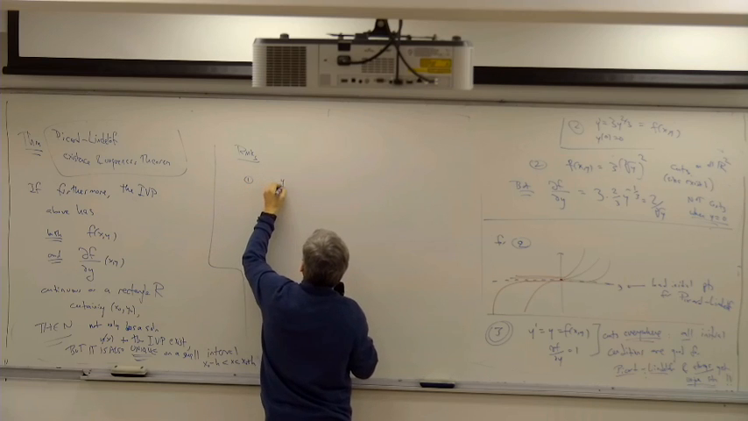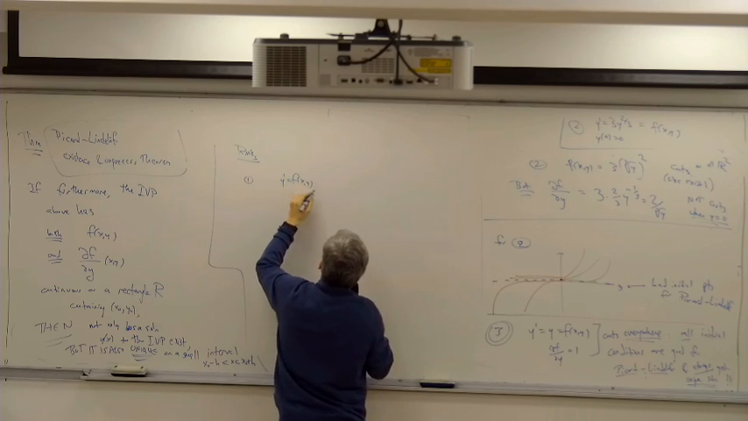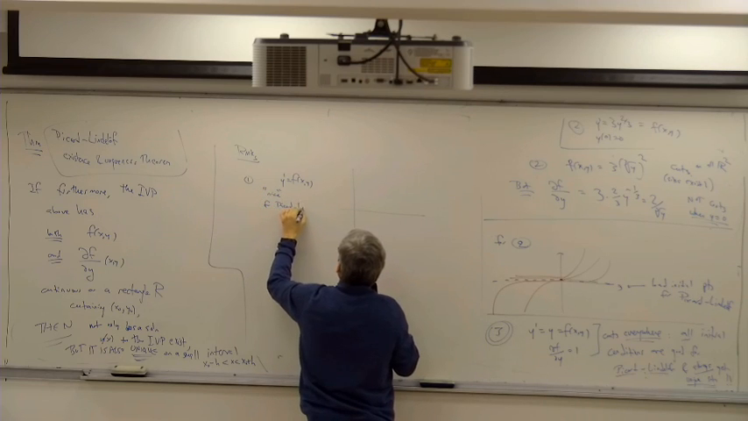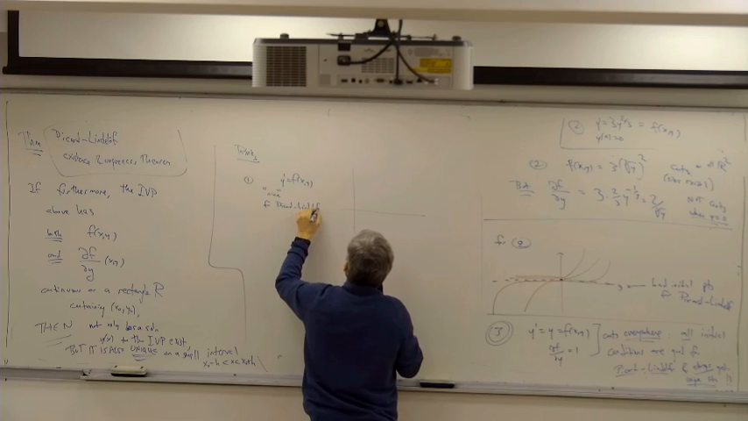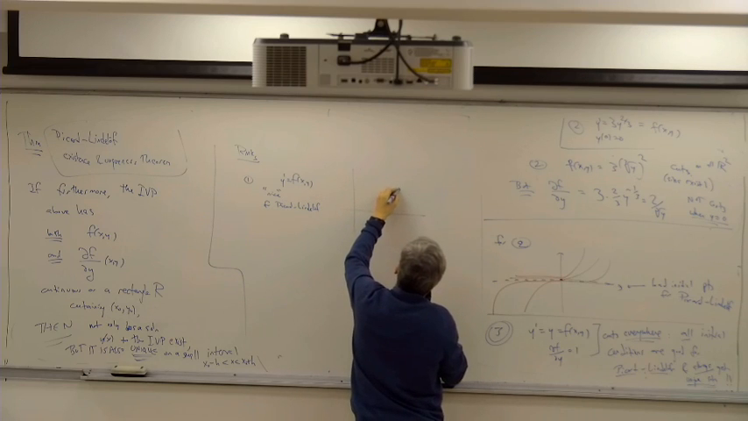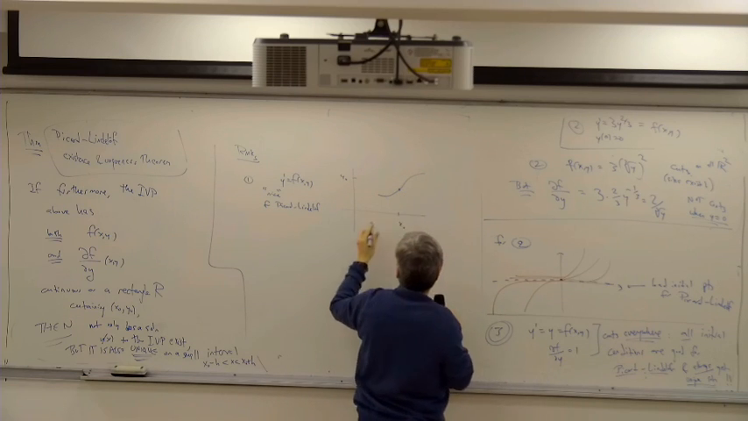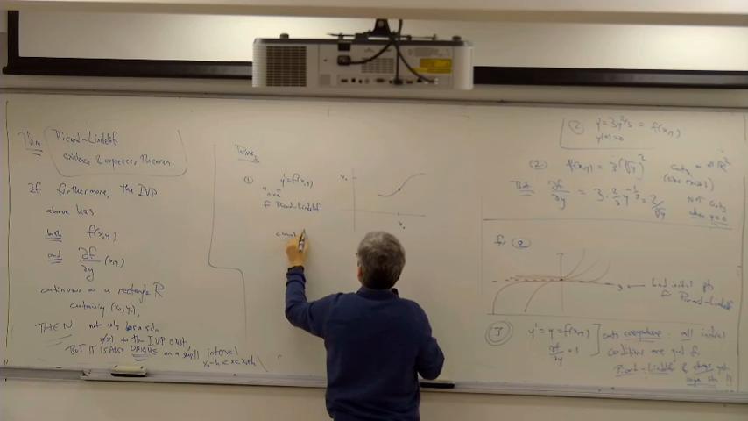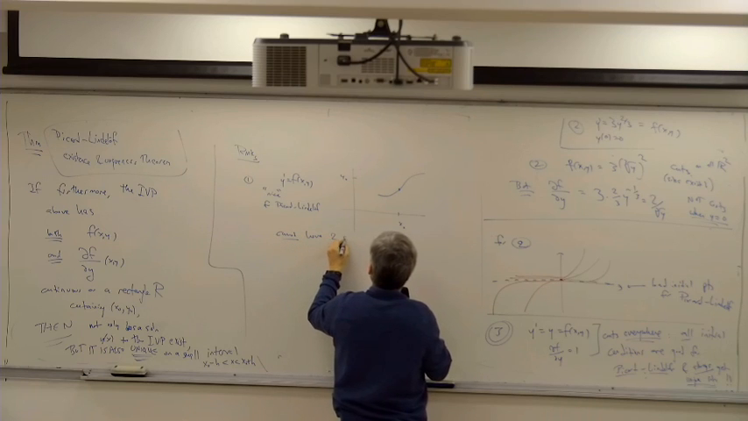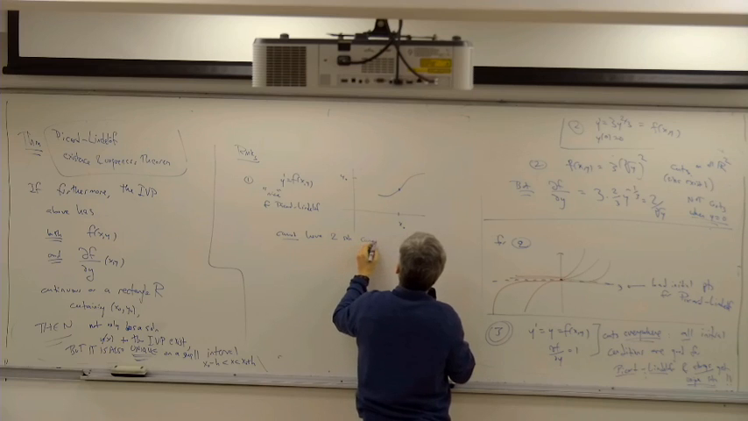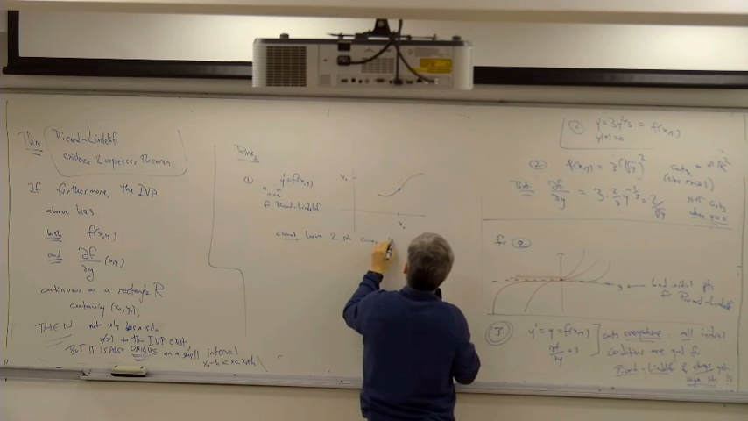First of all, if I have y prime equals f of x, y, and it's nice for Picard-Lindelof, this is something we talked about in the previous lecture. So if I have an x0 and y0, there's only one solution here. You cannot have two solution curves intersecting.